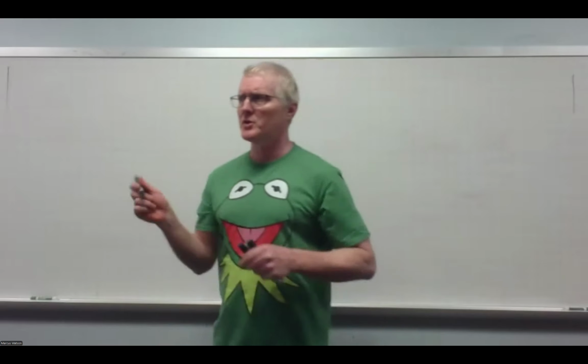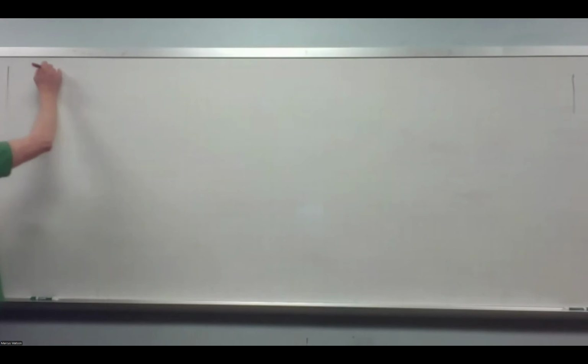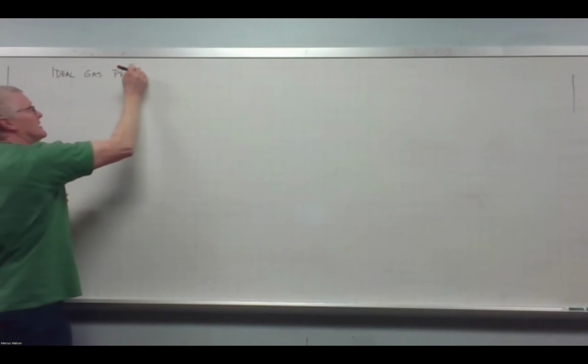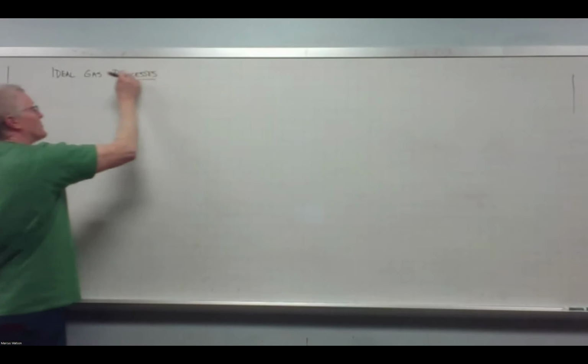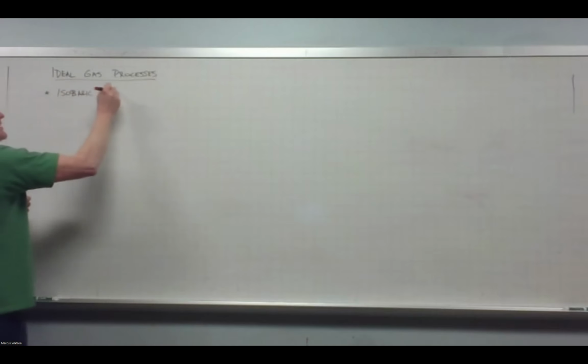Let's go ahead and pick up where we left off last time. We were in the middle of doing the four processes that we were going to look at, so I'm just going to restart there. We were looking at an isobaric process. I think we went into the isovolumetric or the isochoric. We did isobaric, and that was constant pressure.